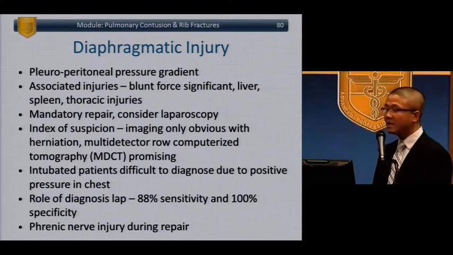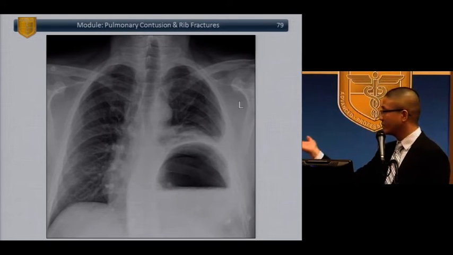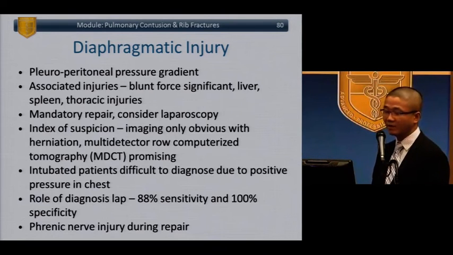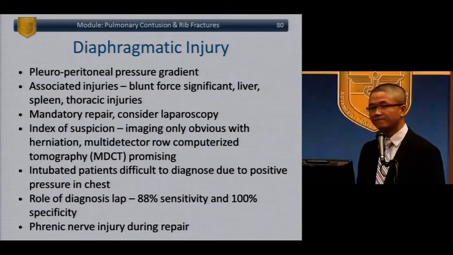The most important thing is to have a high index of suspicion, right? Because imaging is only obvious with herniation, like this X-ray. You see this X-ray, and all of us would go, "Oh, yeah, that's probably a diaphragmatic hernia." But even multi-detector CT, though promising, is not great for diagnosing this. Intubated patients, like our clinical scenario, are difficult to diagnose due to the positive pressure in the chest.